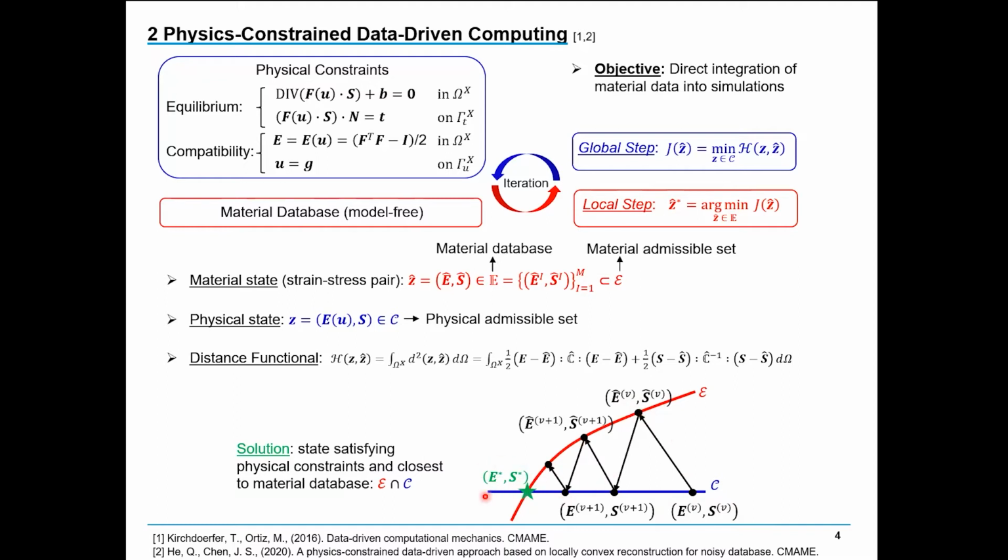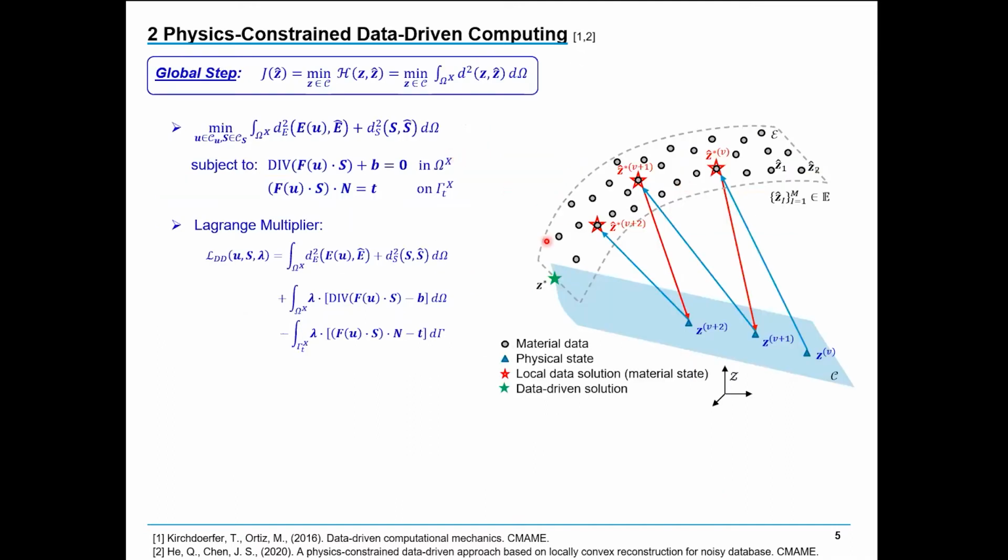And finally, the data-driven solution will be a state that satisfies the physical constraints and also closest to the material database of the materials considered. So the physical constraints are imposed in the global step minimization, and the local step is to search for the optimal material response that is closest to the physical state from the global step. I will talk about more details in here.